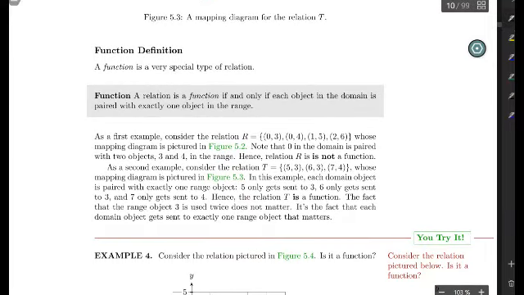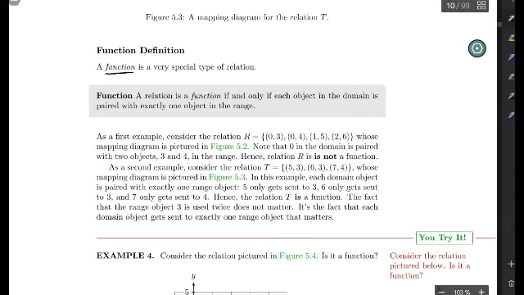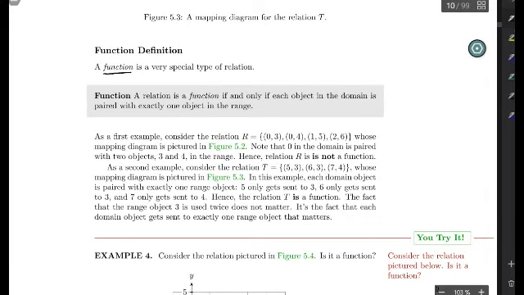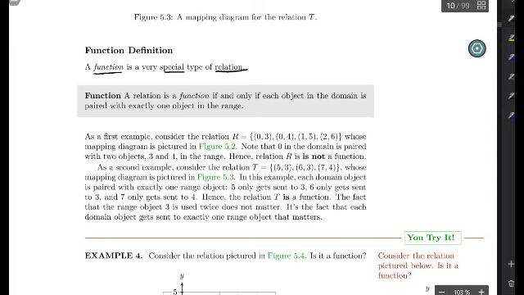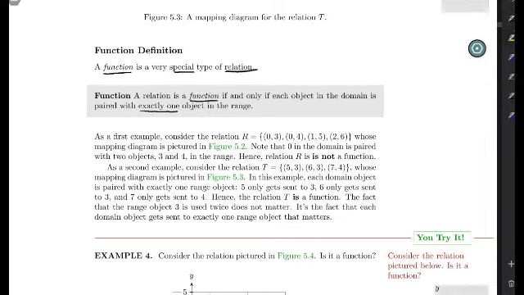Now we will talk about functions. So a function is actually a special type of relation. So it turns out a relation is a function if and only if each object in the domain is paired with exactly one object in the range. So yeah, highlight this here. Exactly one.